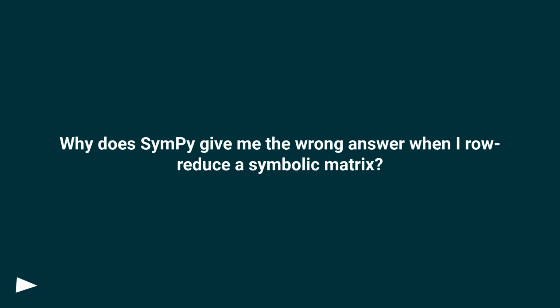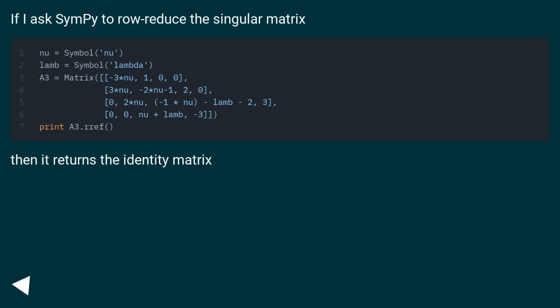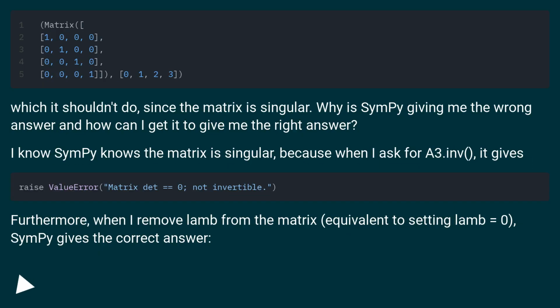Why does SymPy give me the wrong answer when I row reduce a symbolic matrix? If I ask SymPy to row reduce the singular matrix, then it returns the identity matrix, which it shouldn't do, since the matrix is singular. Why is SymPy giving me the wrong answer, and how can I get it to give me the right answer?